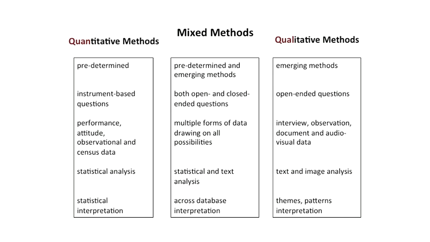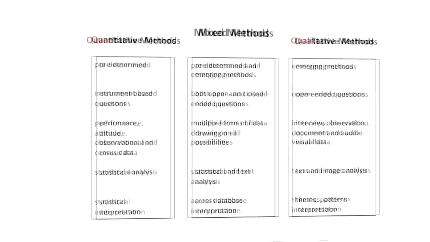Qualitative has a different type of methods going on. It's an emerging method where we don't necessarily start with a predetermined instrument. We ask very open-ended questions. We often conduct interviews, observations. We look at documents. We might look at email messages. We might listen to sounds. The array of qualitative data that's collected is very broad.